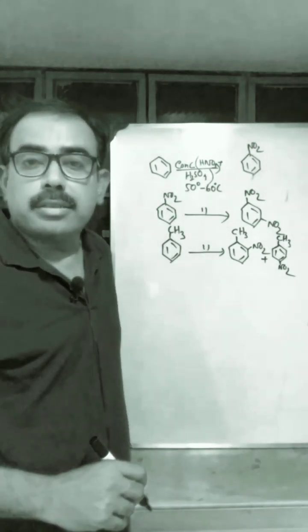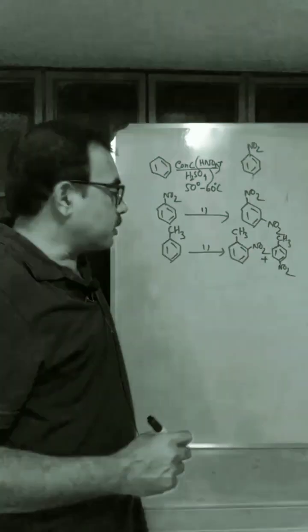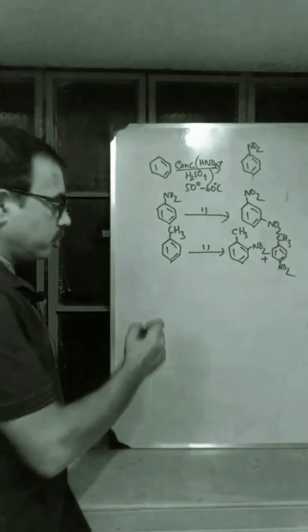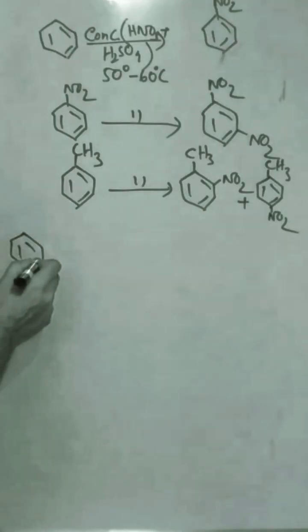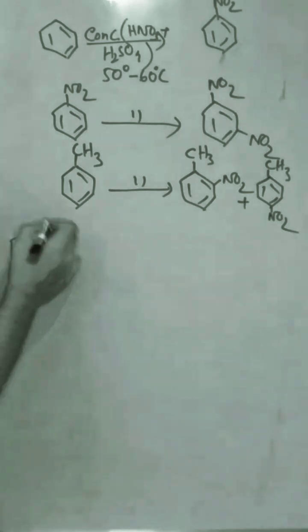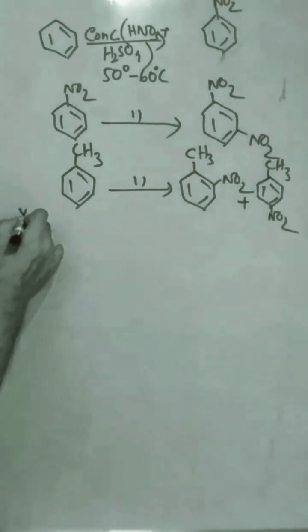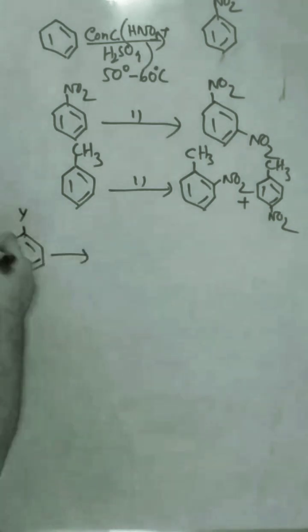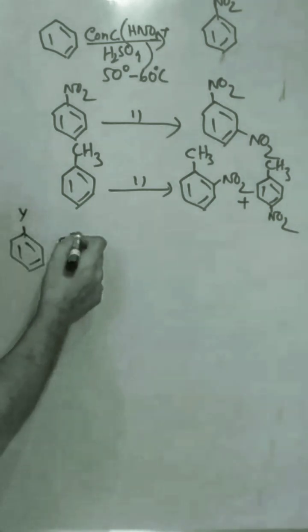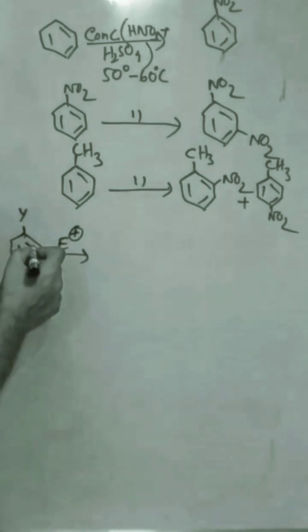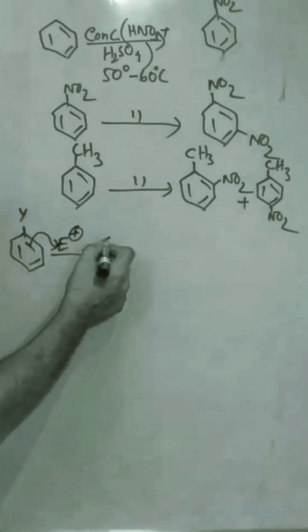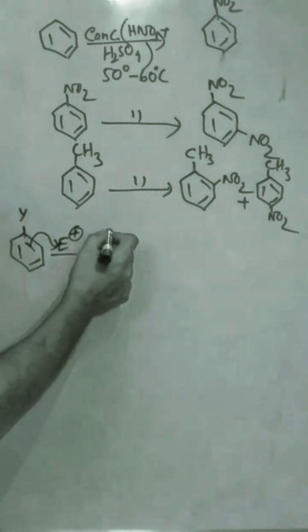So what is the reason behind this difference? Let us consider any electrophilic substitution of benzene. Here is benzene, and a substituent, a group, is already present, say Y, and we are doing electrophilic substitution on that compound. E plus is an electrophile. What happens if it comes to the ortho position? Then the pi bond attacks this electrophile to form this cation.